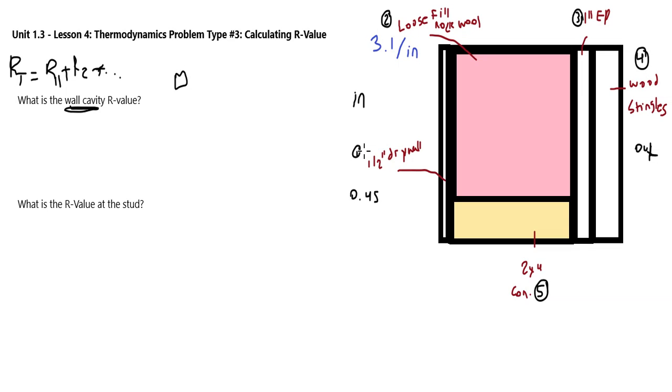Then this 1 inch extruded polystyrene, the R value is 4. For the wood shingles, it is 0.87, and then for the construction, it is 4.38.